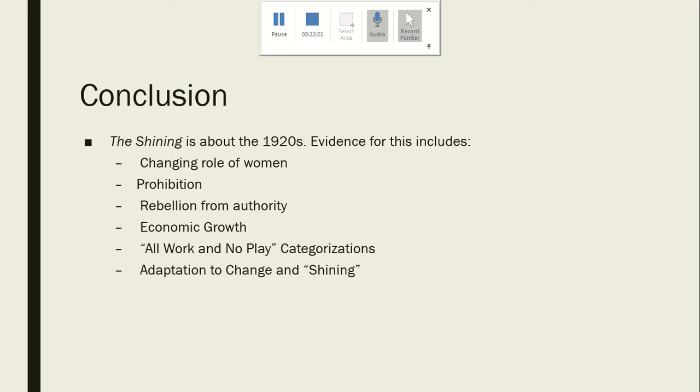And next is the all work and no play categorizations, where the all work symbolized the old conservative ways, and the play categorization symbolized the new ways of the 20s, and this includes Wendy and Danny, and Jack and Grady are considered the all work category and the closed-minded conservative. And then the last idea is the adaptation to change being The Shining. So if you had a shine to you in Stephen King's book The Shining or in the movie The Shining, you were able to keep an open mind and recognize change and being able to adapt to that change really easily. So overall, I hope you enjoyed my presentation and my theory that The Shining was about the 1920s.